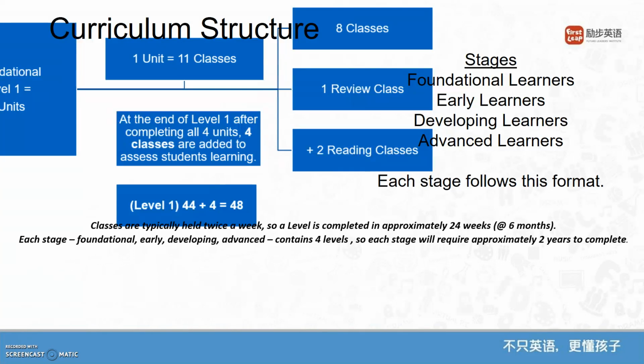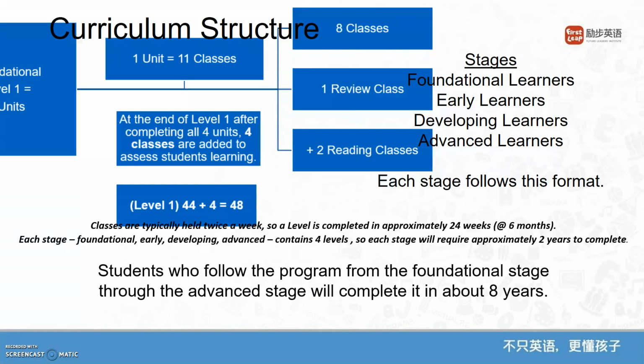48 classes held twice a week will require approximately 24 weeks to complete, so about 6 months. And there are 4 levels in the foundational learner stage, so it will take about 2 years to complete all levels in the stage. The other stages follow the same structure. So considering 4 stages altogether at 2 years per stage, it will take around 8 years for a student to complete the program if he or she follows it from beginning to end.